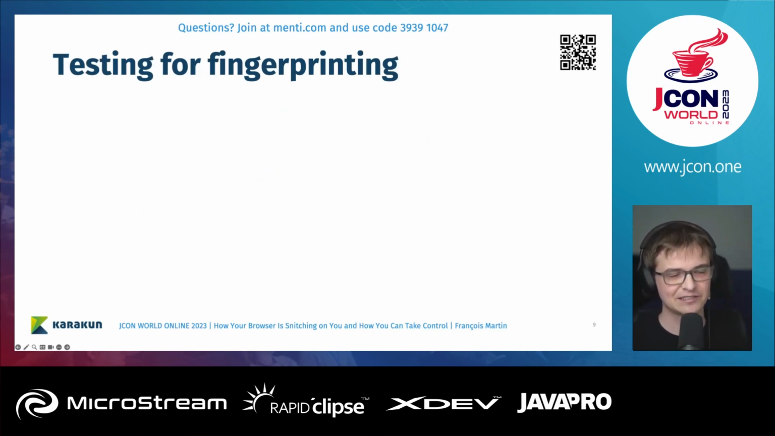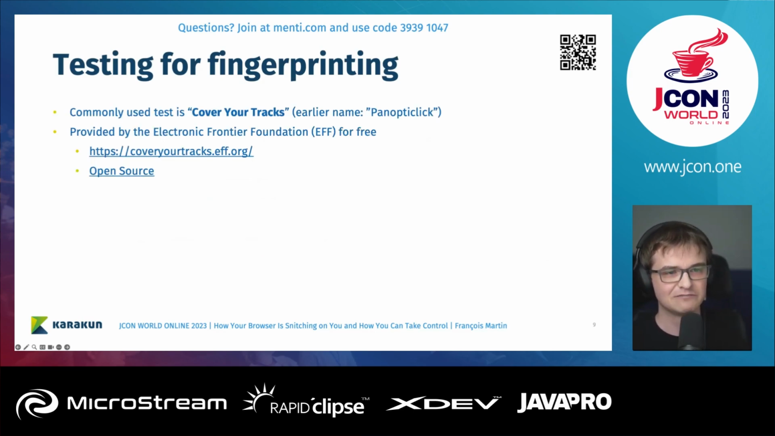So how do we test for fingerprinting to see how well it is possible in your case, for example? The most commonly used test that at least I could find is Cover Your Tracks. It was earlier called Panopticlick, maybe in case some of you know it from the older name. It is provided by the EFF, the Electronic Frontier Foundation, which is a non-profit defending digital privacy, free speech, and innovation. And they provide this test for free and open source, which is really good in my opinion.